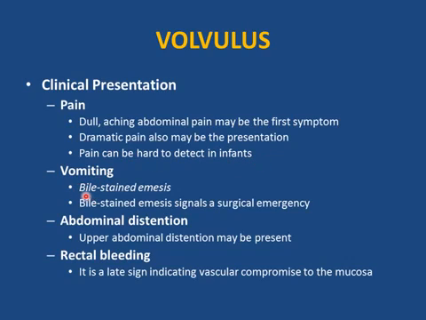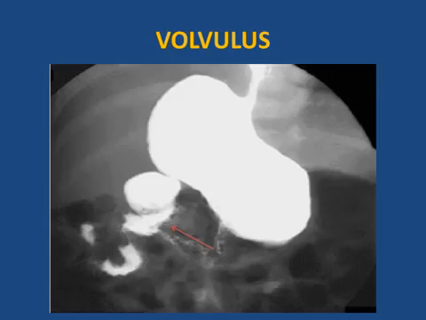The vomiting is bilious, so bilious emesis signals surgical emergency, especially if it's persistent. Abdominal distension also is usually associated with volvulus. Rectal bleeding is a late sign because of vascular compromise to the mucosa or intestinal mucosa.